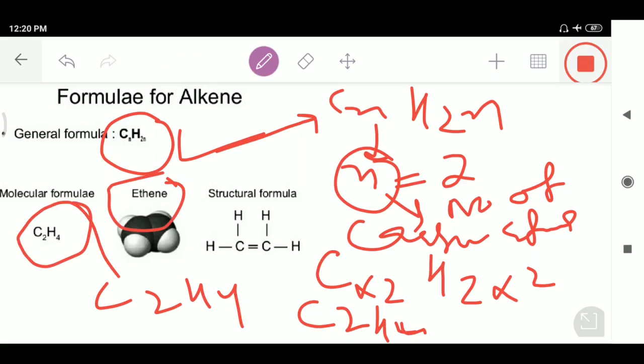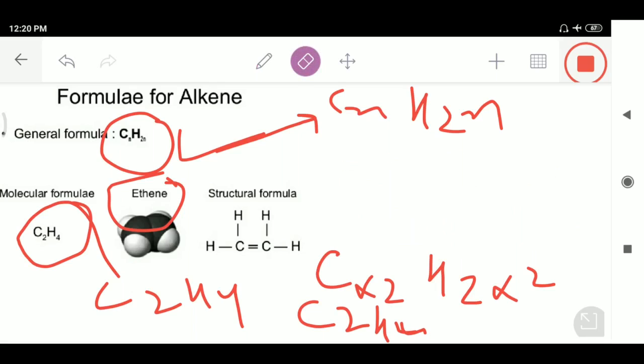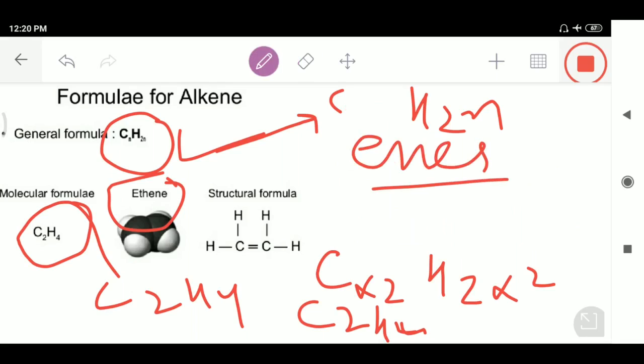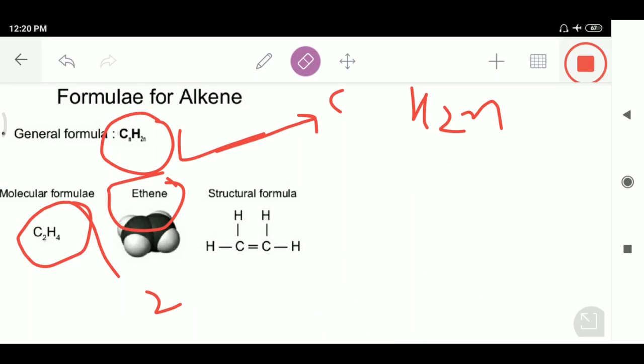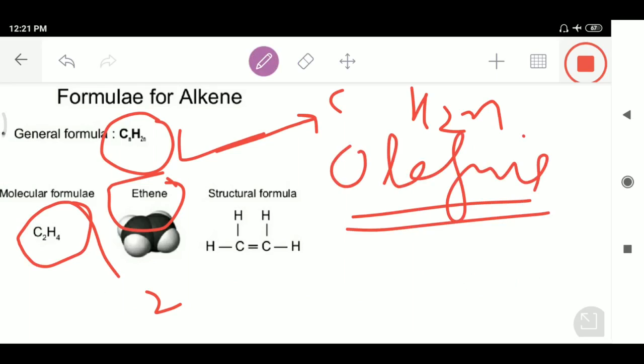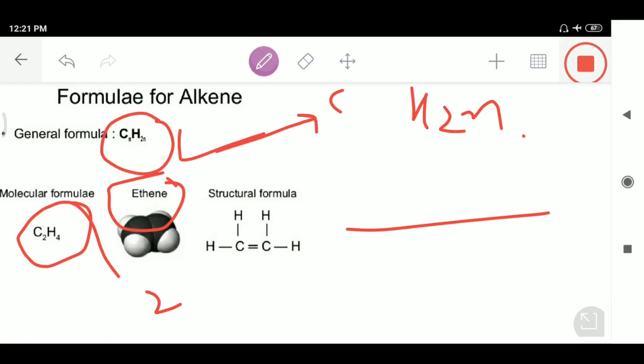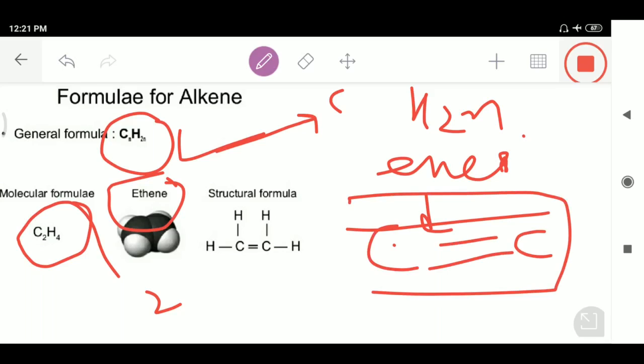They are also called as olefins. These alkenes are also called as olefins because they are oil producing. Now, why are they called as enes? Because ene is a suffix used for carbon-carbon double bond. That's why I told you people that there should be at least one carbon-carbon double bond as far as these alkenes are concerned. That's why they are called as enes.